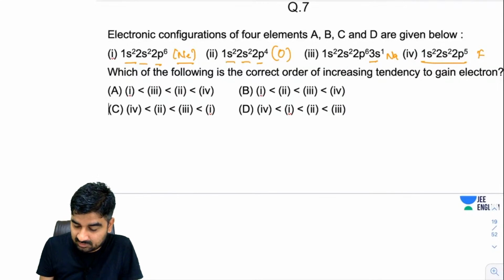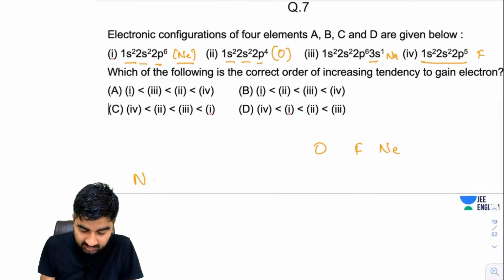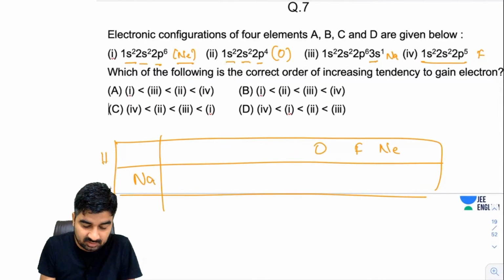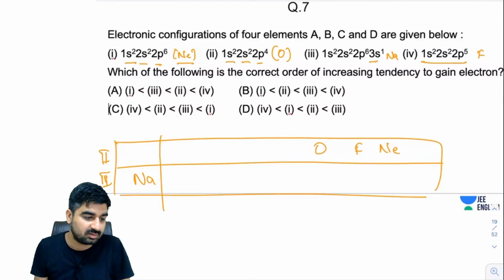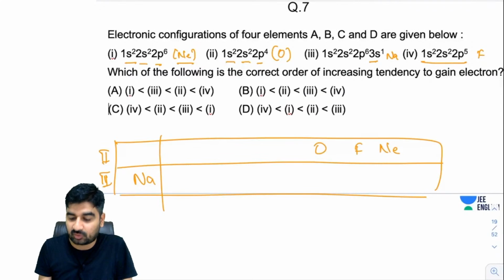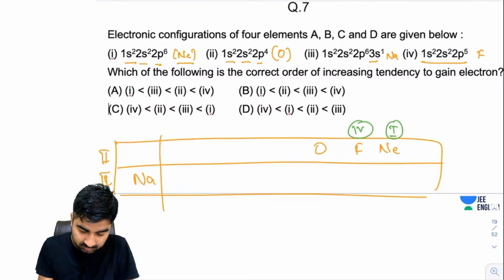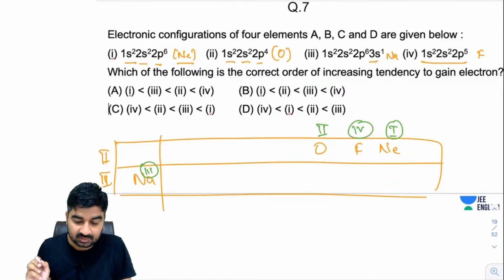So you can place neon. This is fluorine. This is oxygen, and Na will be here. So these are all second period members and Na is a third period member. I hope you got it right. Now, neon is first, fluorine is fourth, and sodium is third, and this one is second.